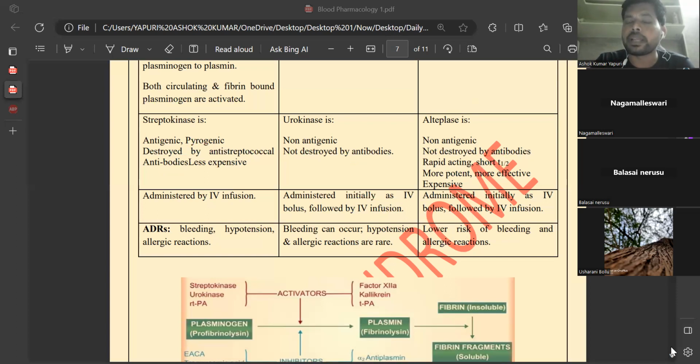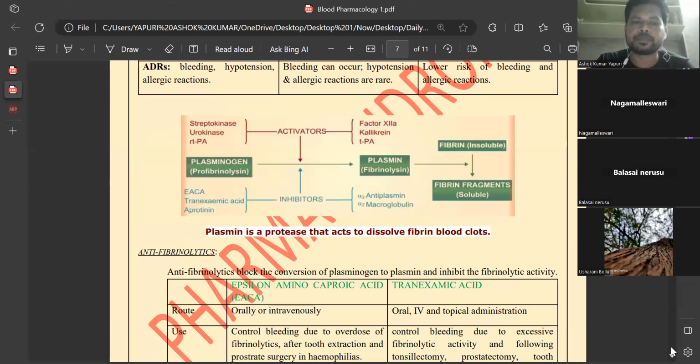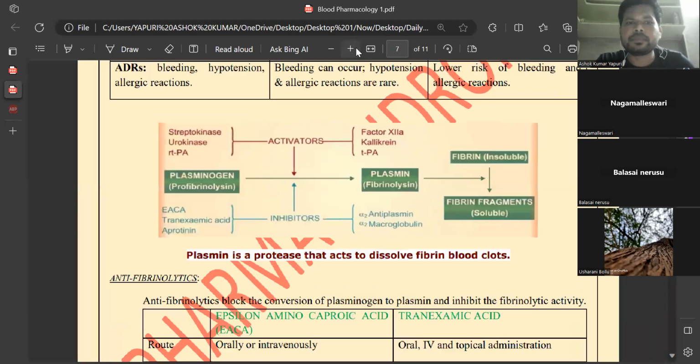So, this is simply the introduction as well as the pharmacology of thrombolytics or fibrinolytics. This is the image you can observe in KD Tripathi also. This is from the KD Tripathi textbook source. You can observe it clearly here.